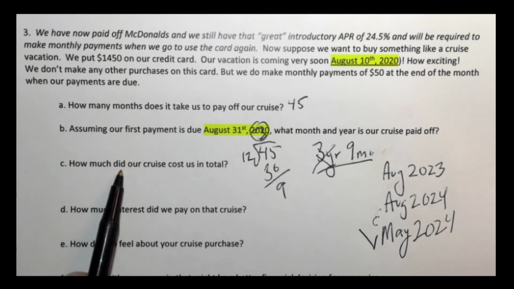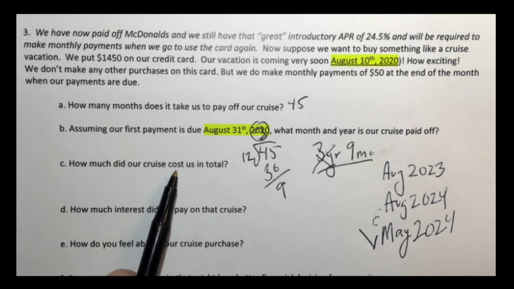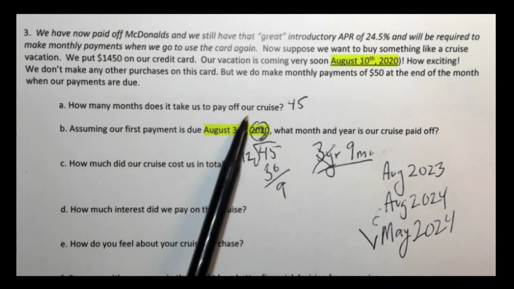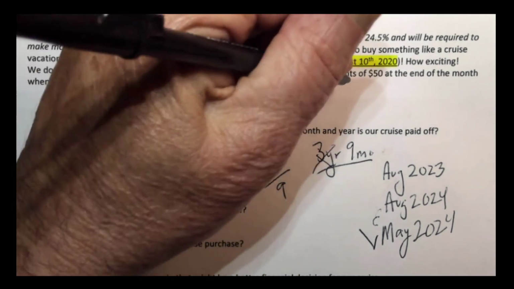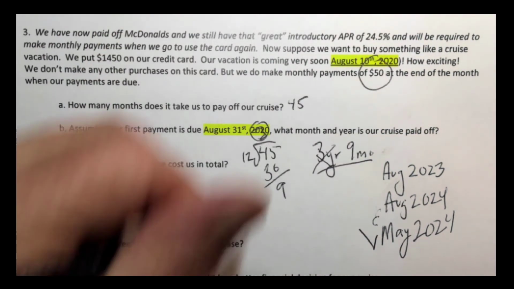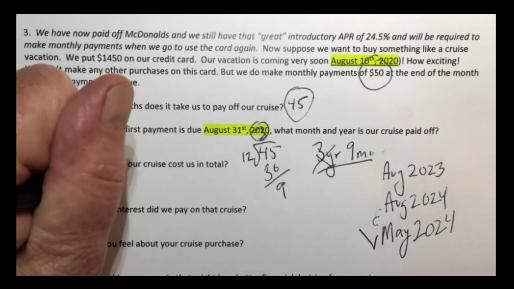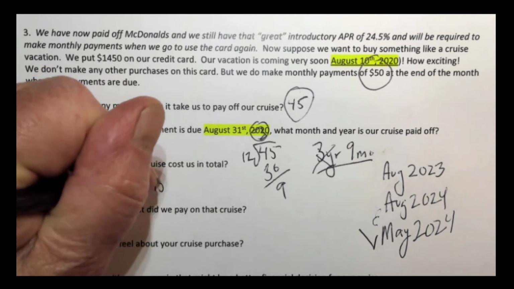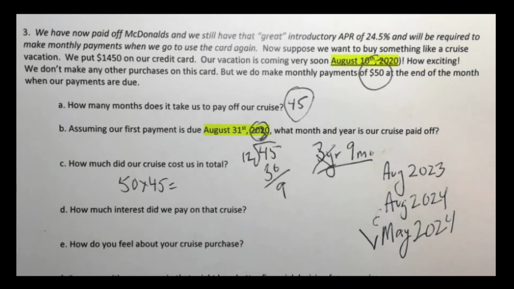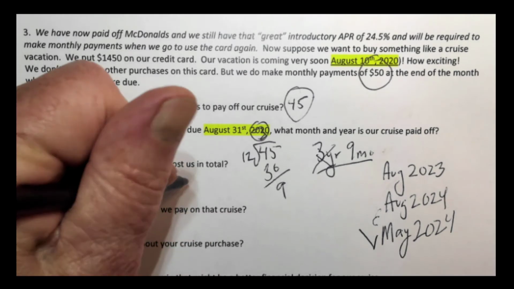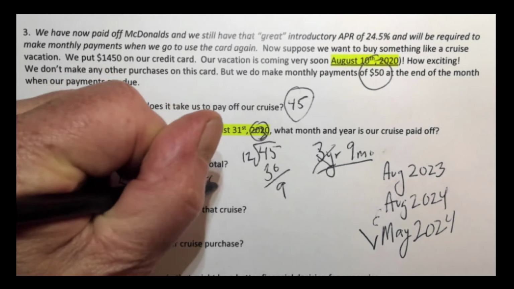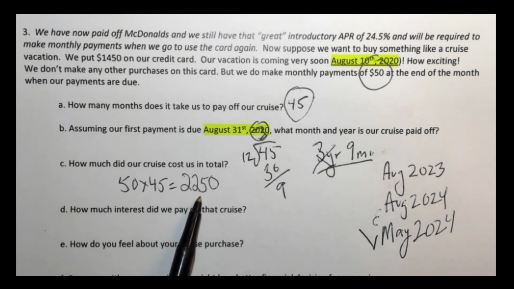How much did our cruise cost us in total? Well, let's analyze it from what we have here. We have $50 a month payments for 45 months. So we can go 50 times 45, right? And that gives us, put it in your calculator, I put it in, got 2250. But on the last month, I paid too much. So let's go back to Excel and subtract that last month.